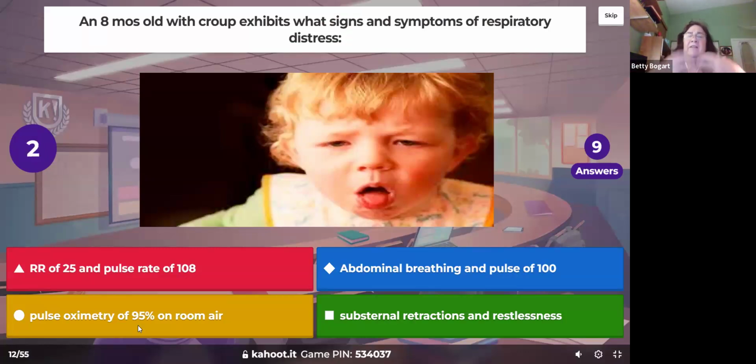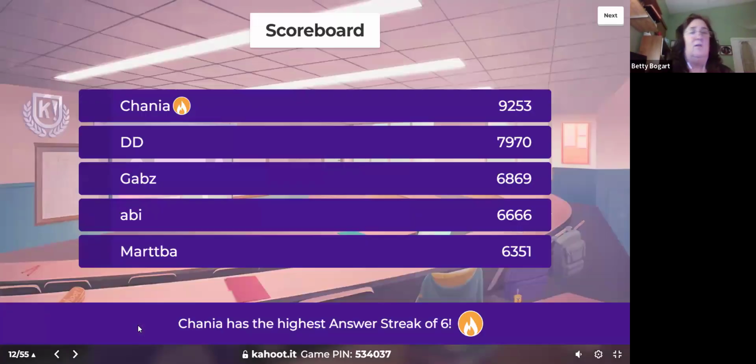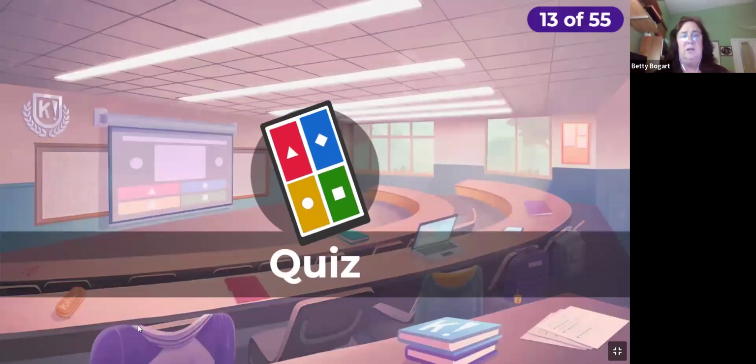It means air has a hard time getting in there. So substernal retractions and the restlessness, because you're becoming hypoxic. All the other numbers are normal for an 8-month-old child. And that was what this question was about. Yes, they're going into maybe nasal flaring and those retractions and the restlessness, all the signs of respiratory distress.